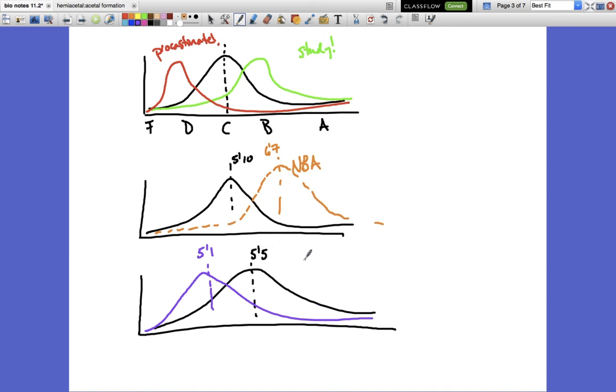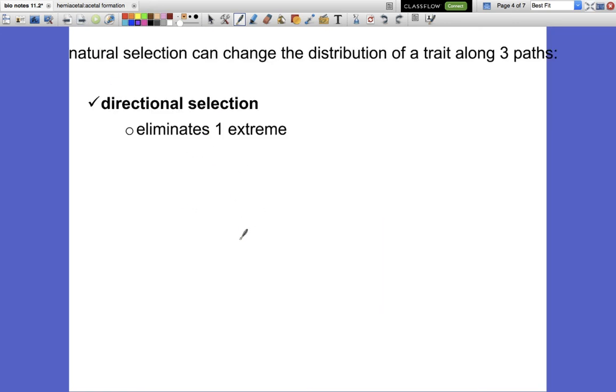Simone Biles, I think, is like 4'8" or something like that. And she's one of the greatest gymnasts ever. So obviously shorter is better in that case. So it depends on the context. It depends on the population and what pressure is applied to that population. But all these examples that I've done so far are technically examples for directional selection. You're eliminating one extreme or the other.